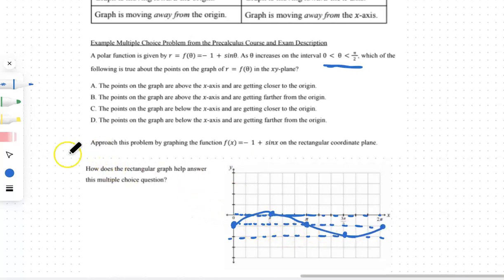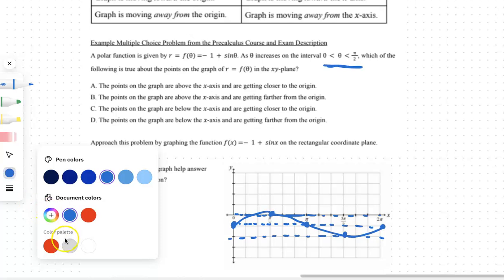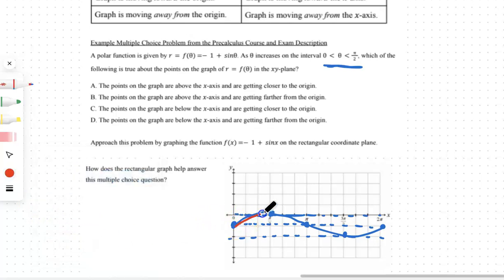And so the question is, on 0 to pi over 2, what is happening? Well, 0 to pi over 2 is this section right here. Notice that the graph is below the x-axis, but heading toward the x-axis. So we want below the x-axis, and we want getting closer to the origin, because that's the same thing as the rectangular graph getting closer to the x-axis.